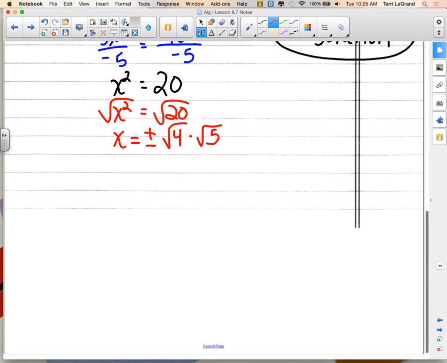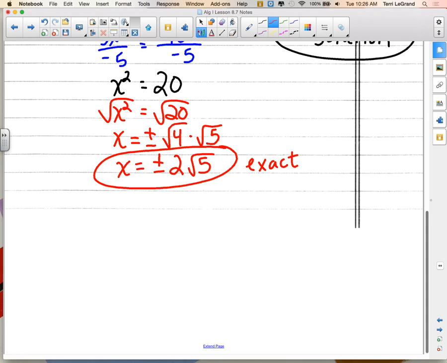So then, we can now say that x equals positive or negative what? What is the square root of 4? 2. The radical sign is now gone for that one. And then you can ditch the multiplication symbol and put it right next to the radical 5, the square root of 5. This is our exact answer. So there really are only 2 solutions, but we have to give them in their exact form.